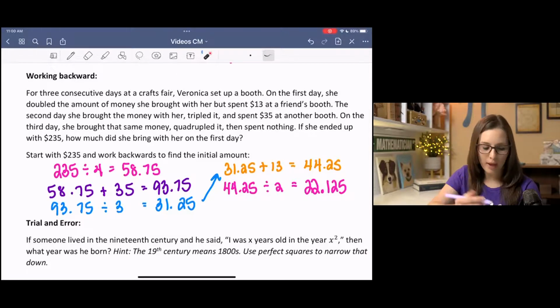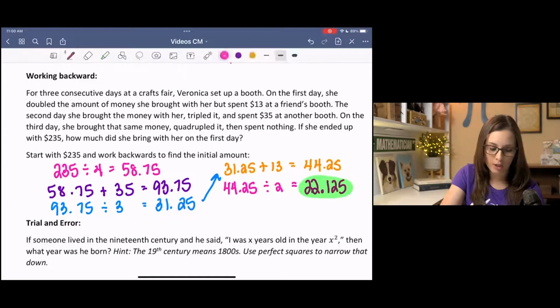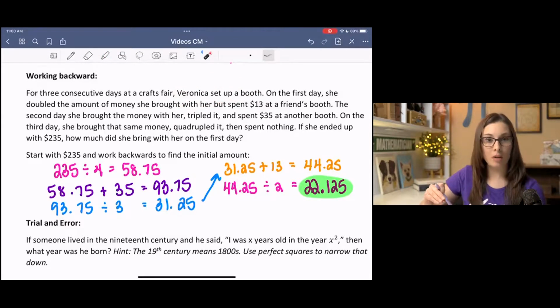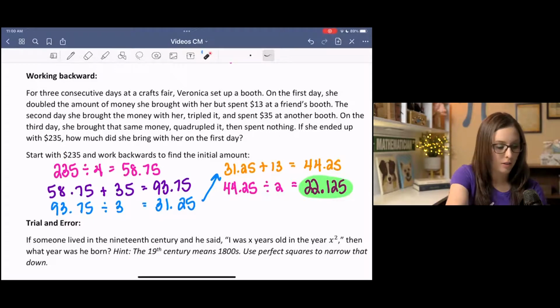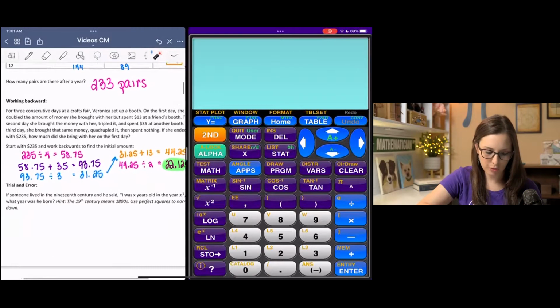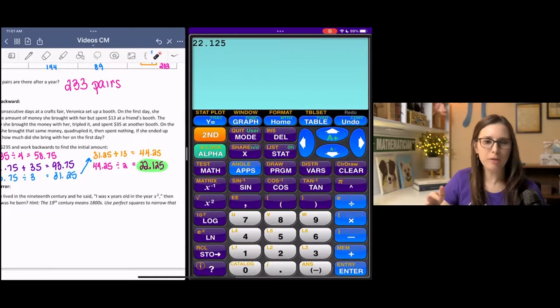And so now that we have this amount, you can check yourself by starting at the beginning and working your way through the problem. And as long as it ends up with this ending amount, then you know you've done it correctly. So I pulled up my calculator here so we can just double check it before moving on. I'm claiming that she came to the fair with $22 and about 13 cents, but I'm not going to round it because I want it to be exact. Again, weird number, but we're worried about the process, not the number.